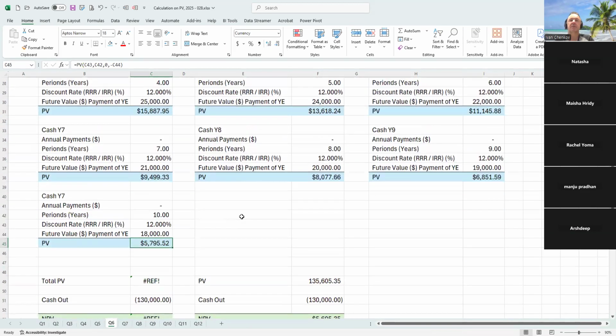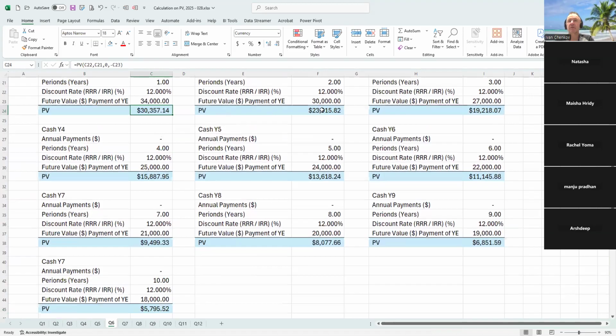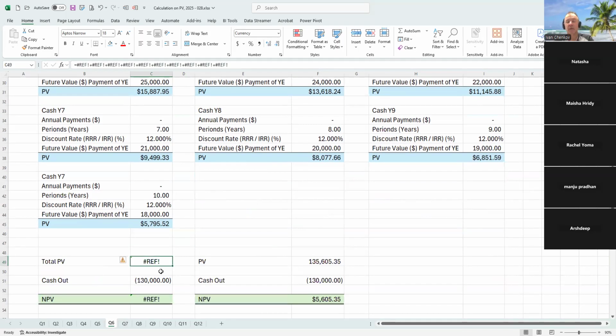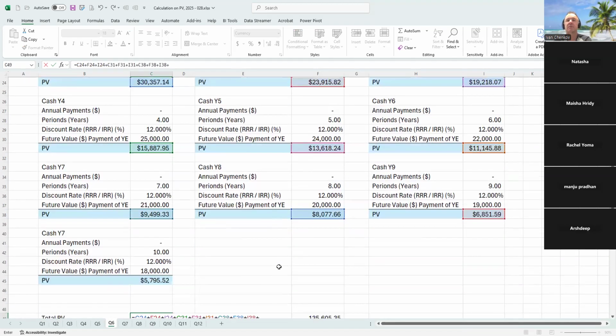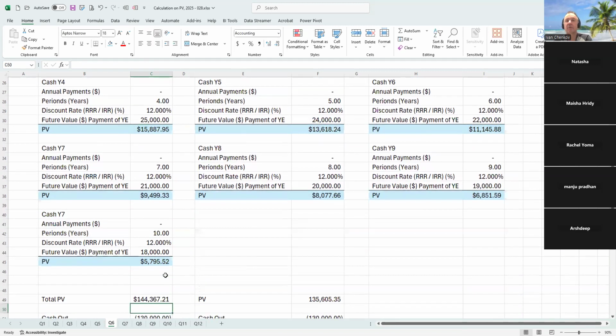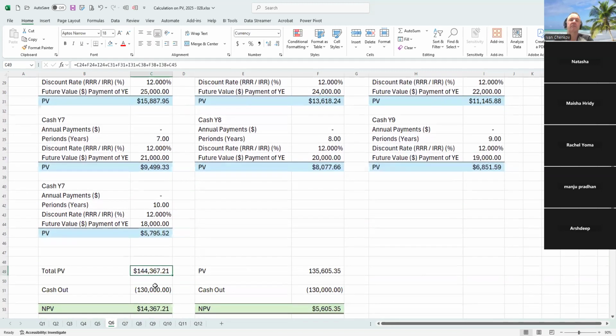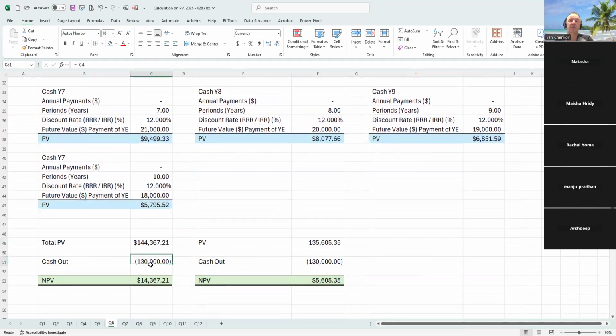So now the question is, all those present values that are calculated year after year, how much is the total? So my total here will be equal to this amount plus this amount plus this amount, and so on, plus that amount. So in total, my present value is 144,000. Again, initial investment 130. So I'm getting a net present value of 14,000.